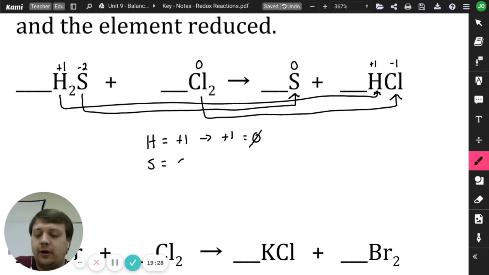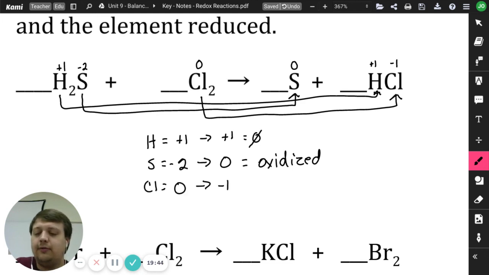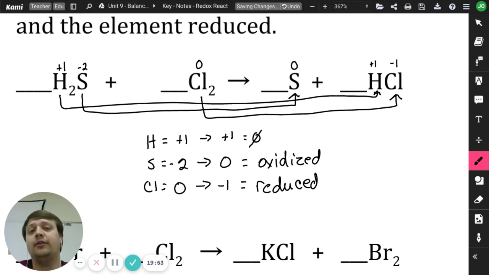Sulfur went from negative 2 to 0. Well, what happened? That number went up, right? And so that would tell us that it was oxidized. And then chlorine went from 0 to negative 1. Well, it went down, so it was reduced. Okay, y'all, if you find one thing oxidized, you should also find one thing reduced. Okay.